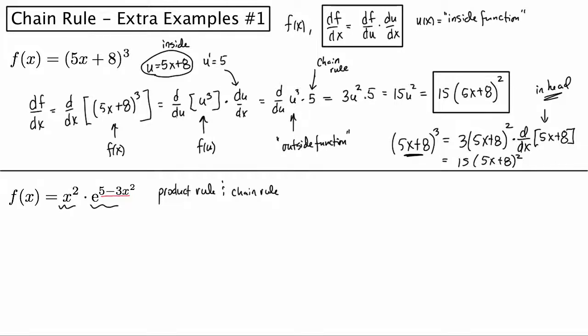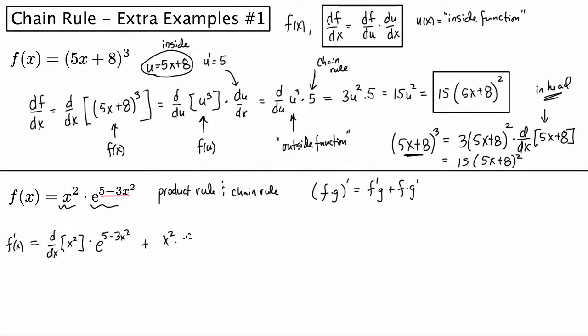So remember what product rule says. It says if you have a function f times a function g and you take the derivative, then it's f prime g plus f g prime. So that's what we're going to do here. In order to find the derivative, I'm going to start off by taking the derivative of the first function, so f prime, times the second function, plus the first function times the derivative of the second function.